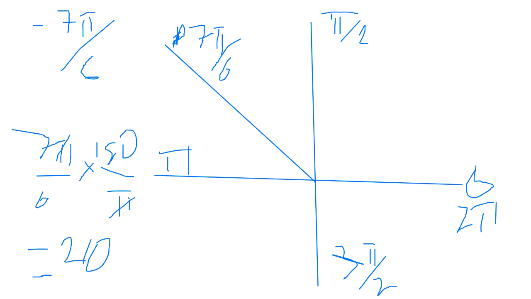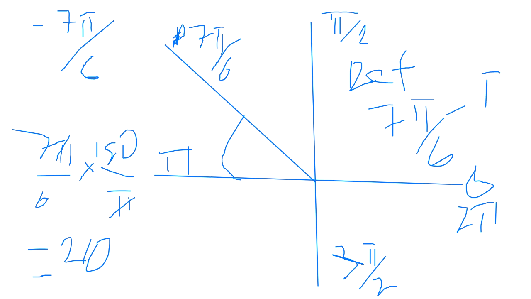Now, the closest x-axis is this pi. So our reference angle is going to be here. So our reference angle is simply going to be 7 pi over 6 minus pi. Then you find out that our answer will simply be pi over 6.